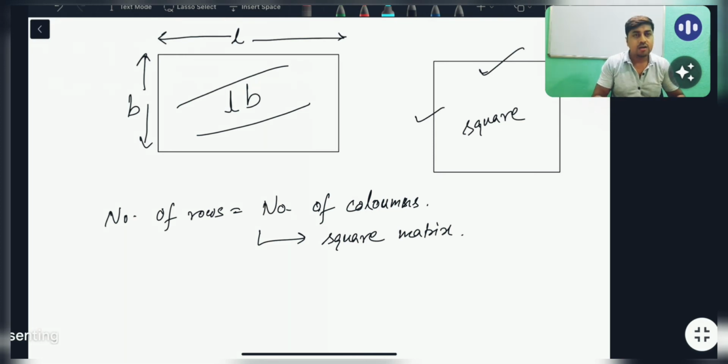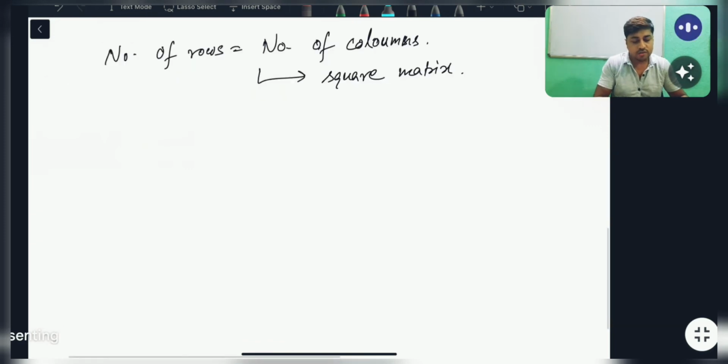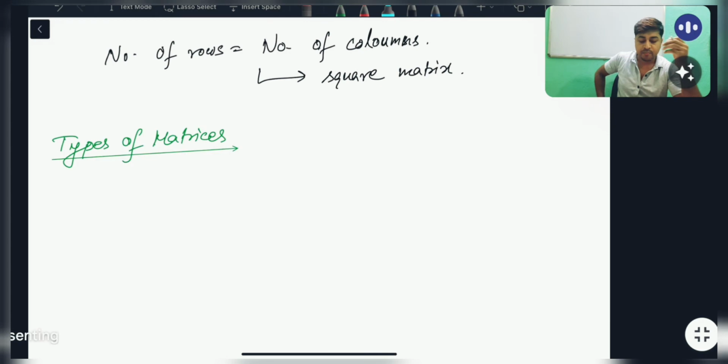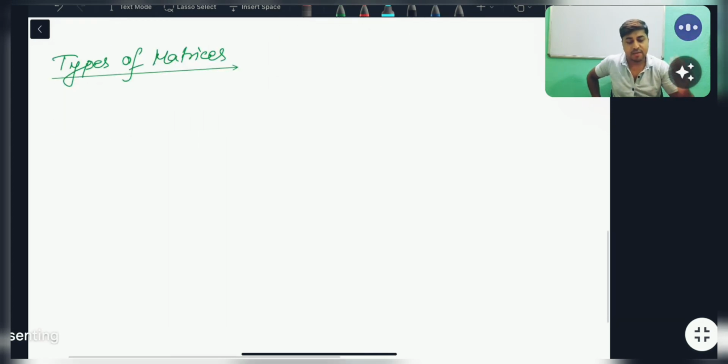Now we will learn some types of matrices. Let us first see what types of matrices there can be, then we will learn the representation of matrices, that is, how we can represent a matrix. So let us first discuss the types of matrices. Okay, I will ask both of you, Madhu and Prithvi, to say what the types of matrices are. What types of matrices can there be?